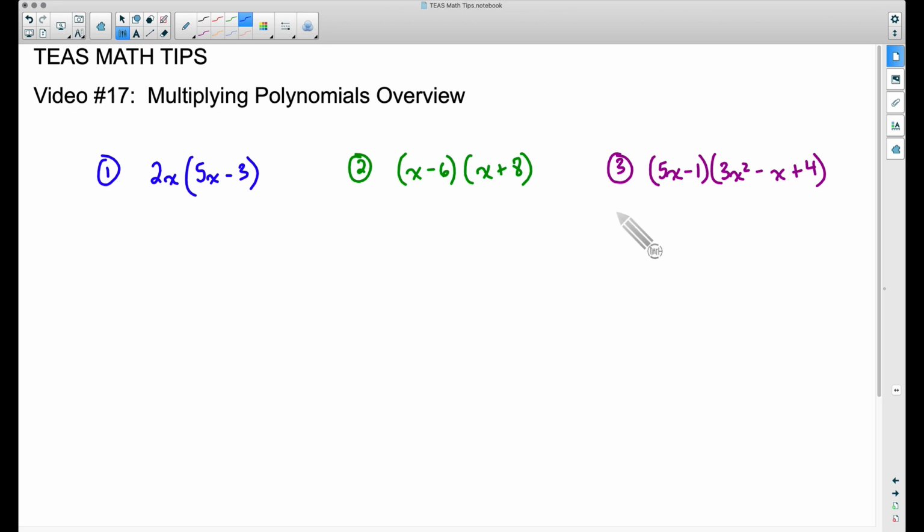Now, some people will tell you use the FOIL method and all that stuff too. That is totally fine, but I want to show you one way that works regardless of how many terms you have. So we look at this first example. Let's take this term 2x, this monomial, and let's distribute it to this first term inside of this group, that 5x. If we take 2 times 5, we get 10.